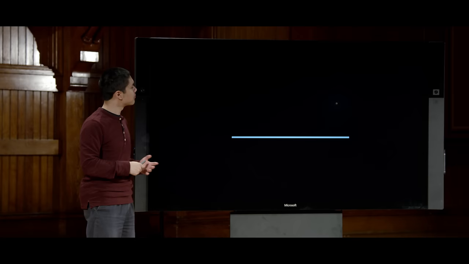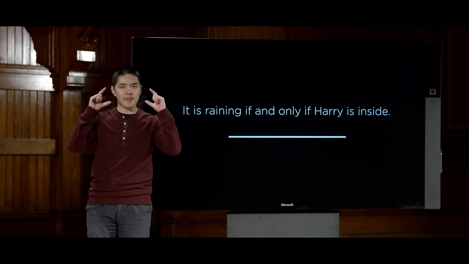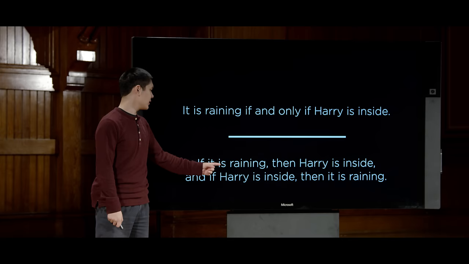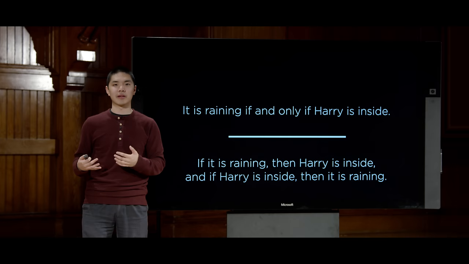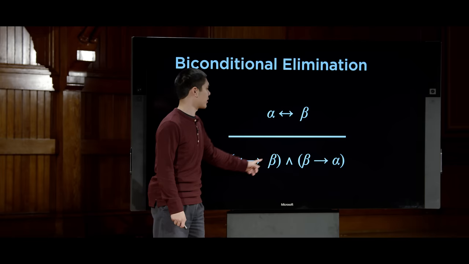In addition to eliminating implications, we can also eliminate biconditionals as well. So let's take an English example, something like, it is raining if and only if Harry is inside. And this if and only if really sounds like that biconditional, that double arrow sign that we saw in propositional logic not too long ago. And what does this actually mean if we were to translate this? Well, this means that if it is raining, then Harry is inside. And if Harry is inside, then it is raining, that this implication goes both ways. And this is what we would call biconditional elimination, that I can take a biconditional, A if and only if B, and translate that into something like this. A implies B, and B implies A.